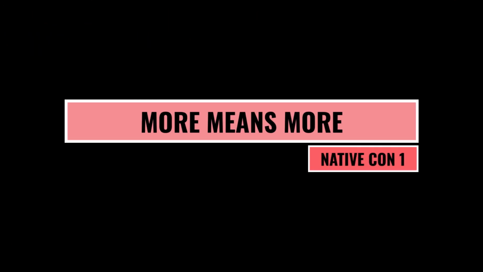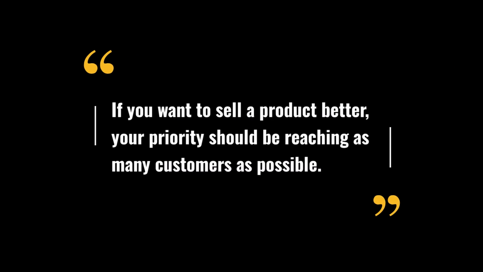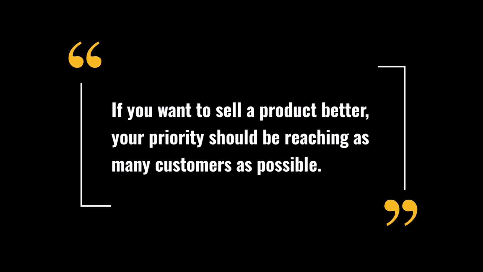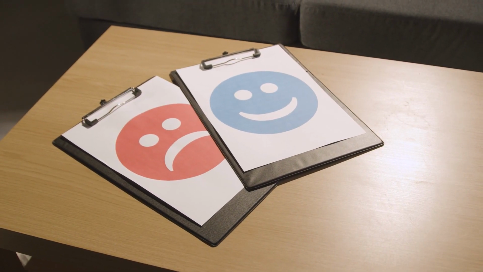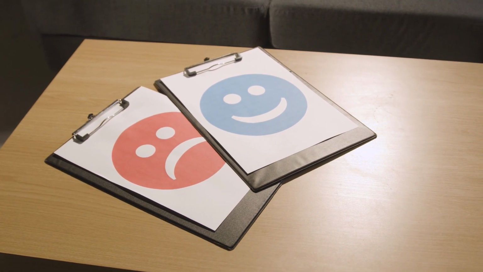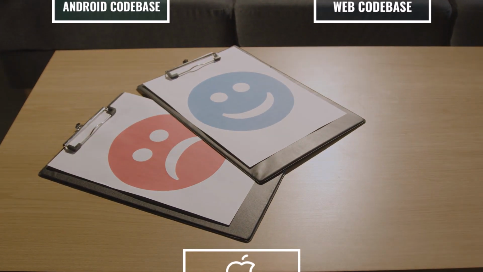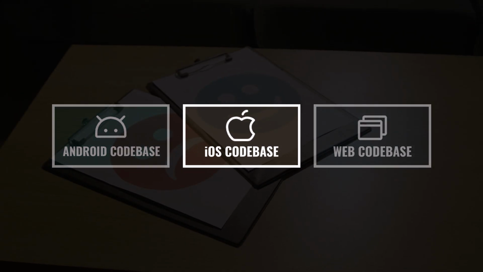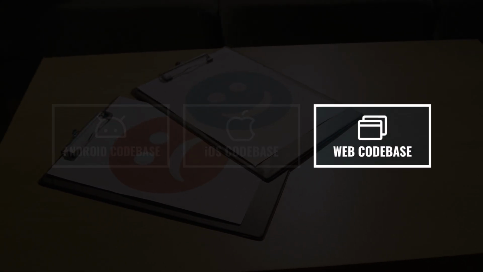Number 1, more means more. One well-known economic principle is, if you want to sell a product better, your priority should be reaching as many customers as possible. This principle becomes a bit difficult when you decide to go the native route, because to reach more, you need to create multiple code bases to support iOS, Android, and other available platforms.